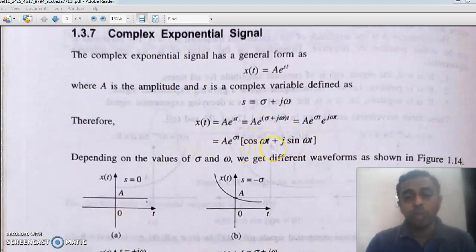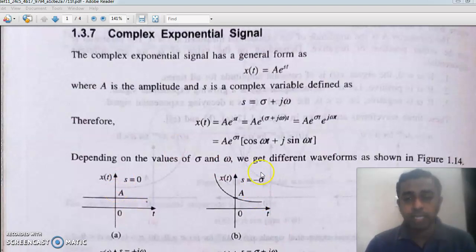Now the whole thing depends on the value of sigma. Suppose s is equal to 0. Then anything raised to 0 is 1, so the magnitude is constant at a, irrespective of time or frequency. Everything is constant at a. It is a DC signal.